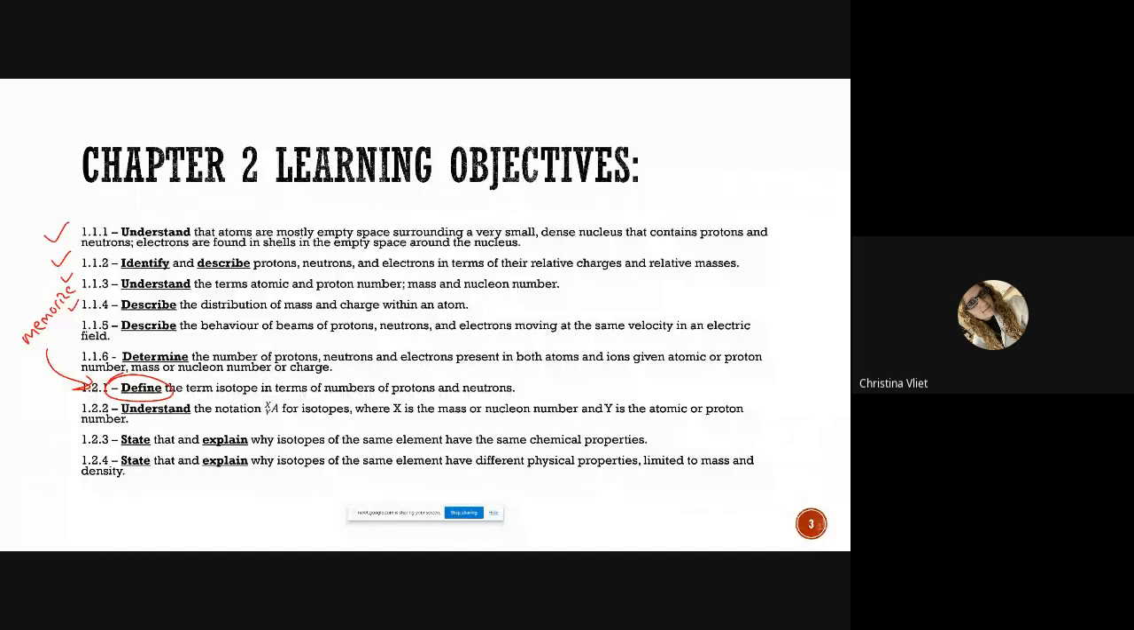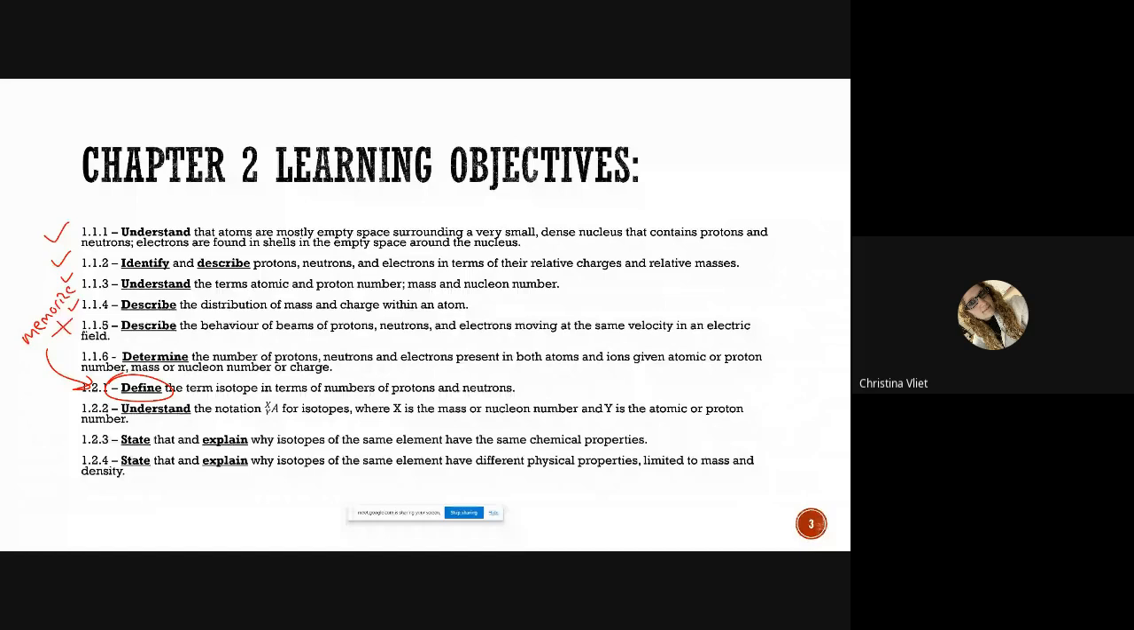The next, I would assume that almost everyone's going to put an X on because this is the only new standard of the day, I believe. Describe the behavior of a beam of protons, a beam of neutrons, and a beam of electrons moving in an electric field. If you know what that is, put a check mark. If you have no idea, put X. I'm going to assume that most of the class, because I definitely didn't teach that last year, it's going to be an X on that.